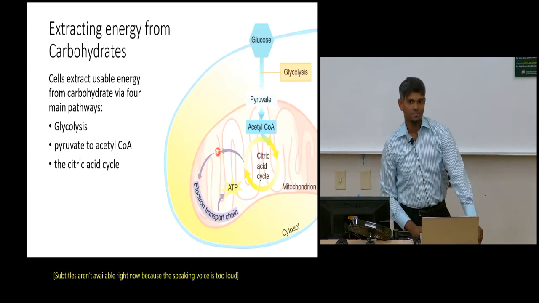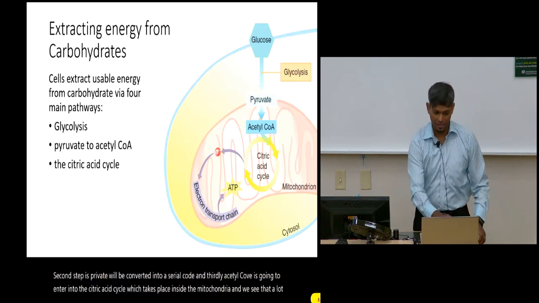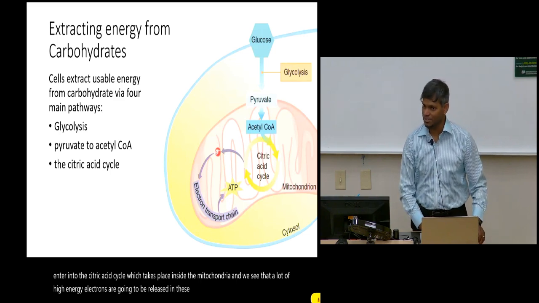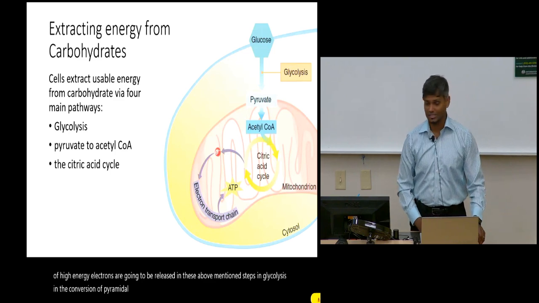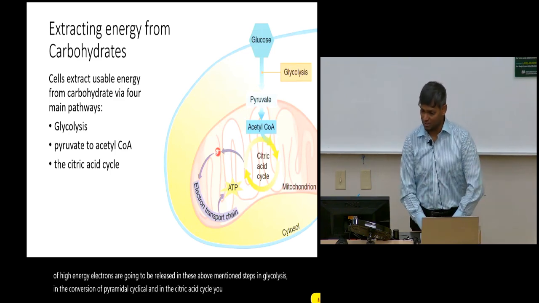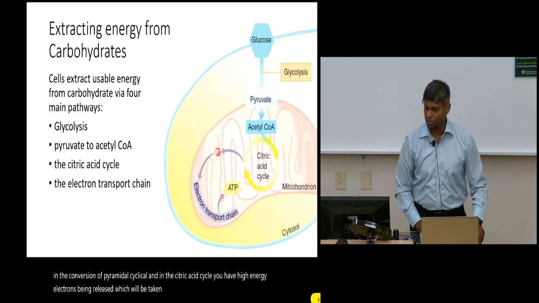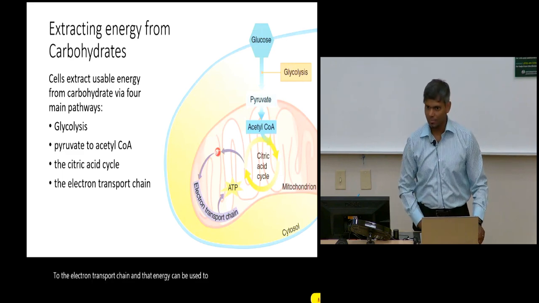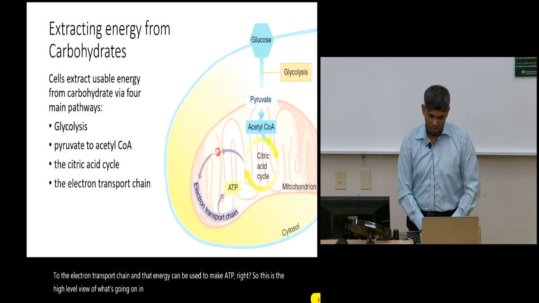cycle, which takes place inside the mitochondria, and we see that a lot of high energy electrons are going to be released in these above mentioned steps: in glycolysis, in the conversion of pyruvate to acetyl-CoA, and in the citric acid cycle. You have high energy electrons being released, which will be taken to the electron transport chain, and that energy can be used to make ATP. Right, so this is the high level view of what's going on in extracting energy from carbohydrates.